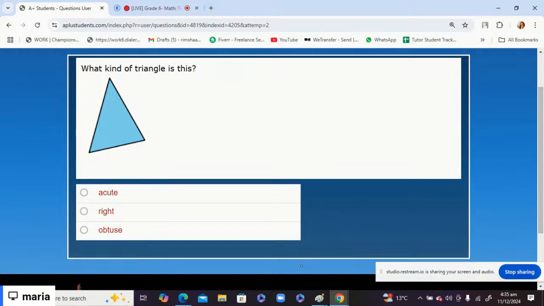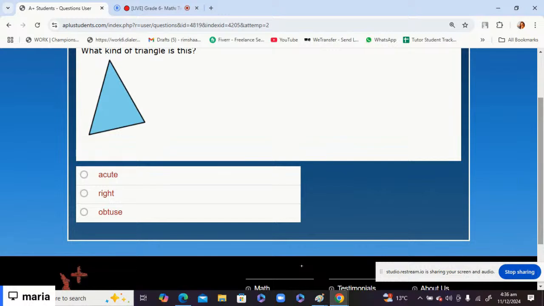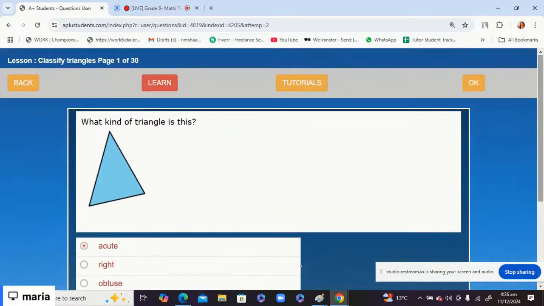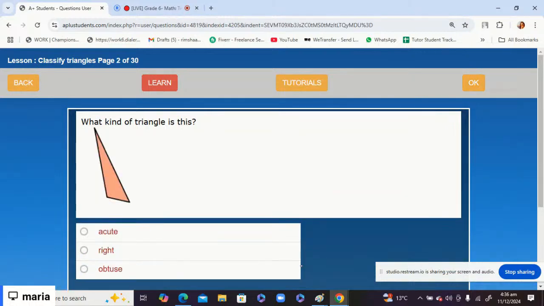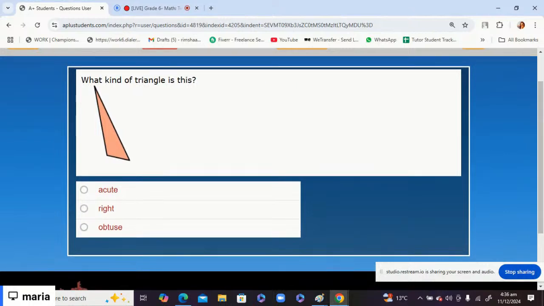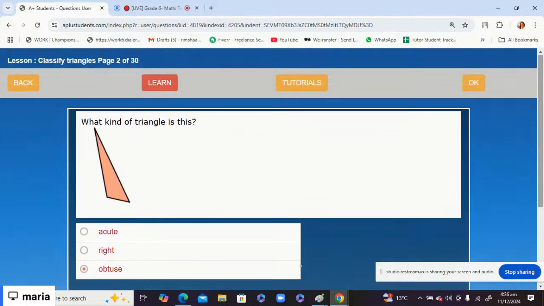So this is acute. Okay. Now look at this one. Now you guys tell me the answer then. What kind of triangle is this? Acute, right, or obtuse? That is obtuse because it's greater than 90. Okay, it's not a right angle.